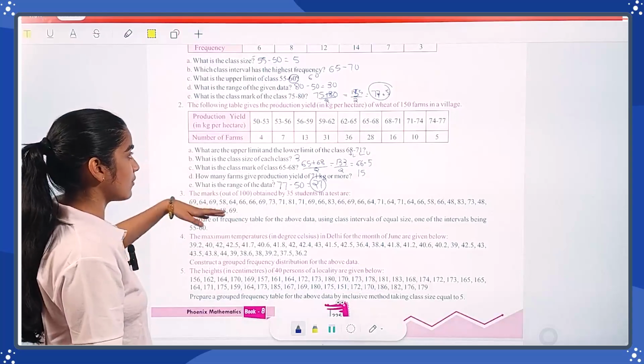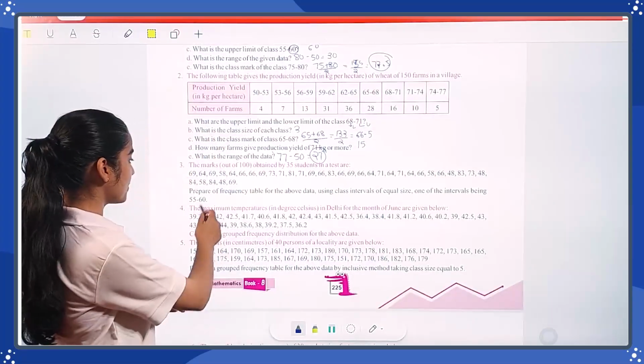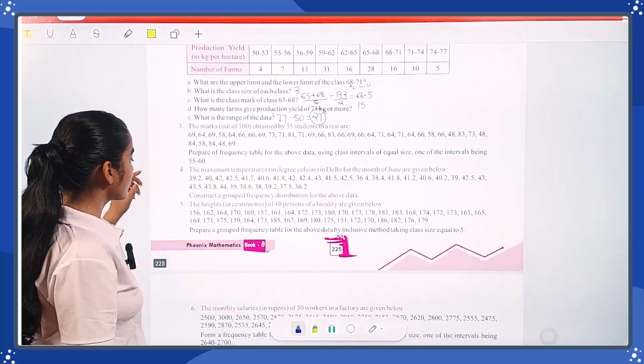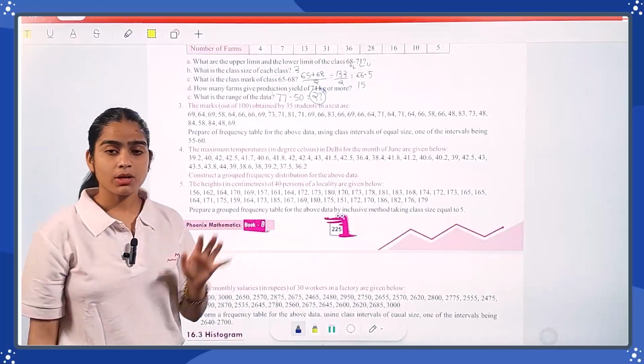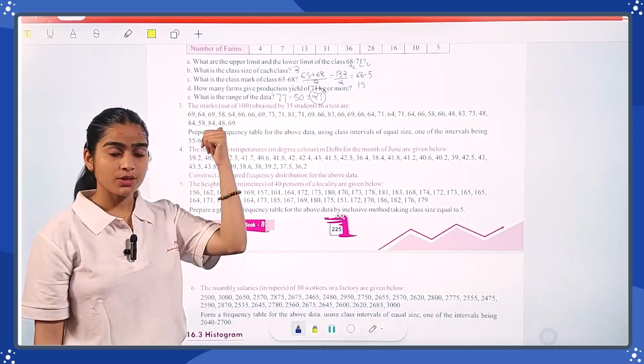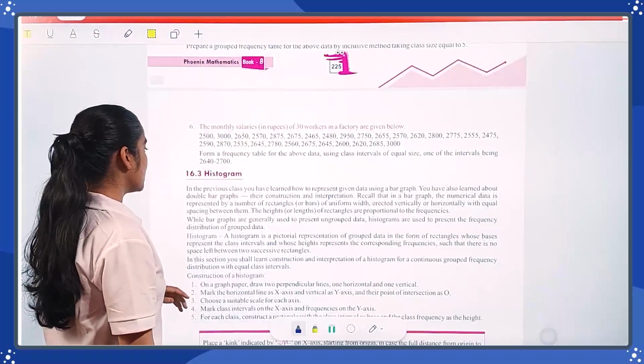What you have to do is make a frequency table for it. So prepare a frequency table. Same for questions number 4, 5 and 6. I already explained how you can make your frequency table with the help of the above examples in the above section. You can go through them to get a hint.